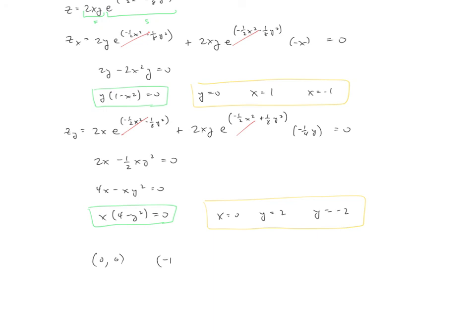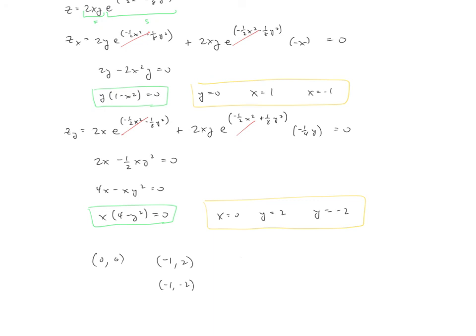Let's take x to be -1. Okay? So if x is -1 here, that says that y can be anything, right? Because it would 0 out. But down here, if x is -1, for this to be true, y would have to be plus or minus 2. So that means that -1, 2 would work. That also means -1, -2 would work.